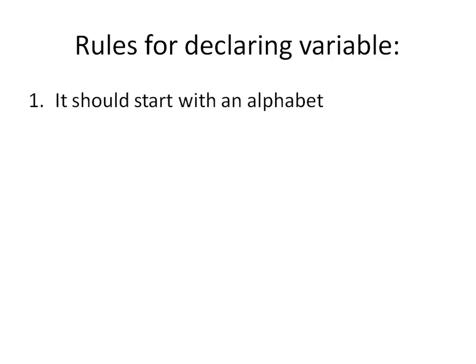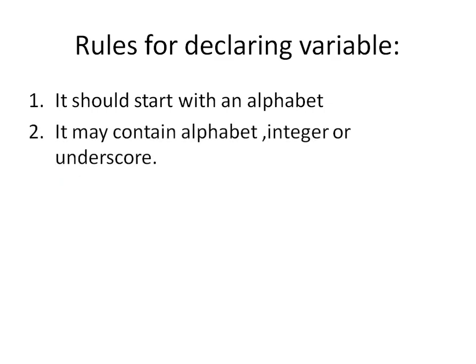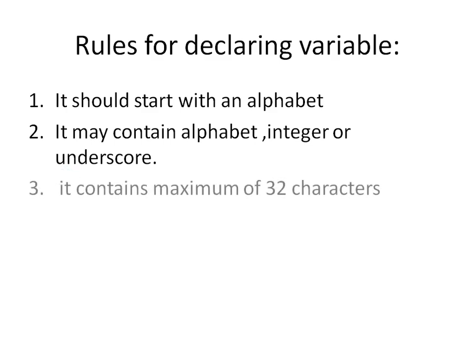And there are some set of rules for declaring a variable. It should start with an alphabet or with an underscore. And it may contain alphabet, integer or underscore, but it should not start with an integer. It can contain an integer in between but not at the starting. It contains a maximum of 32 characters, and the size is up to 32 characters.